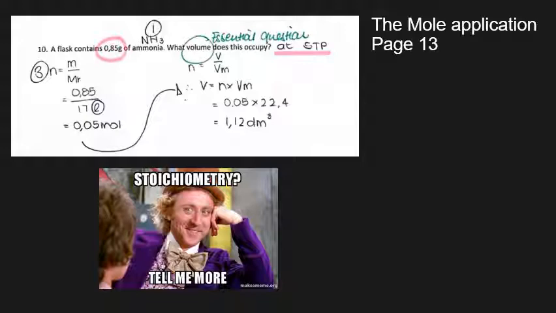Then you're going to take that mole value that you get, which should be 0.05, and apply it to your gases only formula. Because you were given a mass amount in the beginning, you can work out the moles first, and then apply it to the specific gases only equation. At the end of the day, after you've manipulated everything, you should get an answer of 1.12 decimeter cubed. Okay, because it's asking for volume.